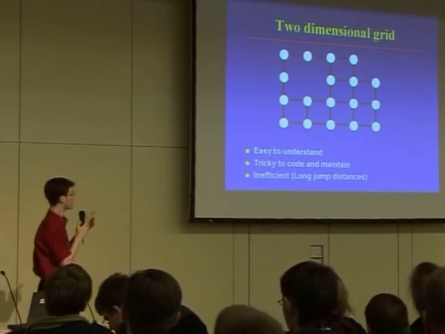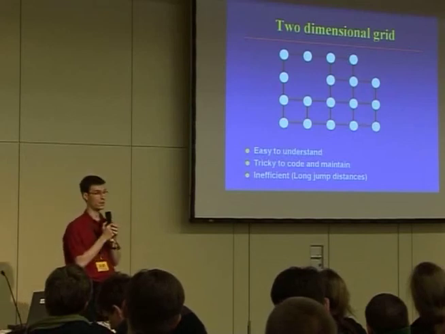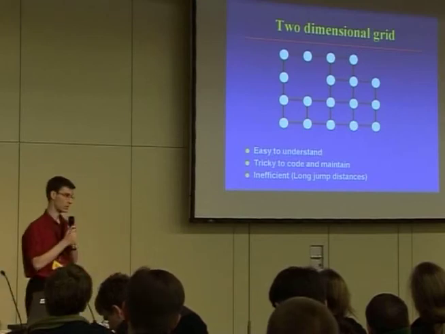And also it has a problem since it's two-dimensional. The distance from the nodes in the corners are very far away. So if you send a message out on the network, it will take a long time before it reaches the other corner. So that's bad.